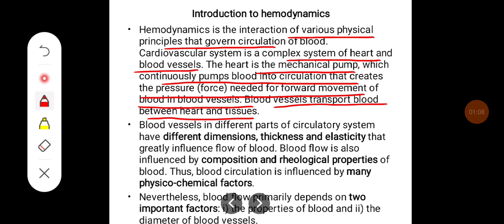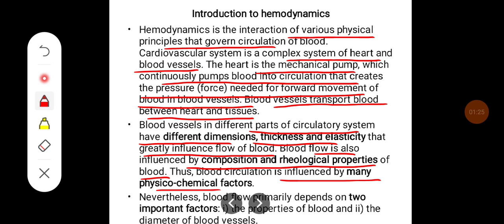Blood vessels in different parts of the circulatory system have different dimensions, thickness, and elasticity that greatly influence the flow of blood. Blood flow is also influenced by composition and rheological properties of blood. Thus, blood circulation is influenced by many physiochemical factors. Nevertheless, the blood flow primarily depends on two important factors, that is the properties of blood and the diameter of the blood vessels.